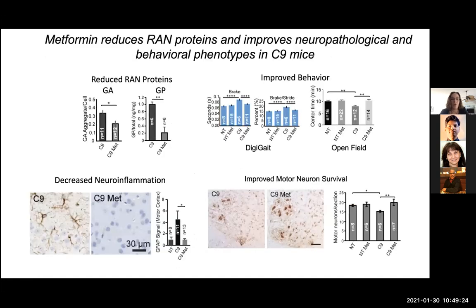And metformin reduced the levels of RAN proteins in the treated mice. So we treated them with metformin in the drinking water at 5 mg per mL, beginning at 2 months of age. And that led to a decrease in the GA protein, a decrease in the GP protein, and again, improved behavior by DigiGait and improved open field behavior, decreased neuroinflammation, and really importantly, improved motor neuron survival.